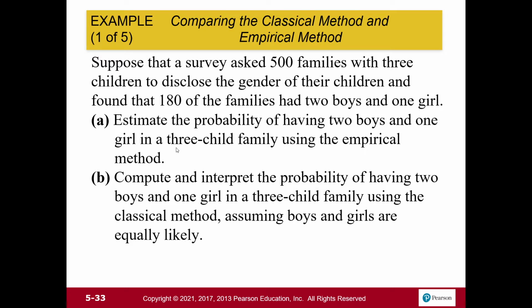Here's another scenario. Suppose that a survey asked 500 families with 3 children to disclose the gender of their children and found that 180 of the families had 2 boys and 1 girl. A. Estimate the probability of having 2 boys and 1 girl in a 3-child family using the empirical method. B. Compute and interpret the probability of having 2 boys and 1 girl in a 3-child family using the classical method, assuming boys and girls are equally likely.